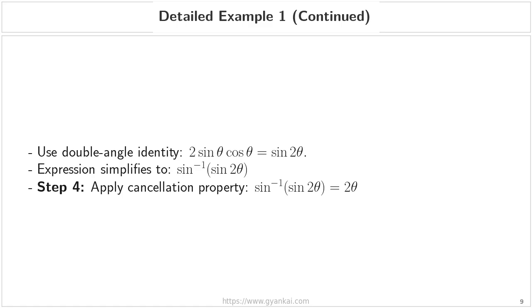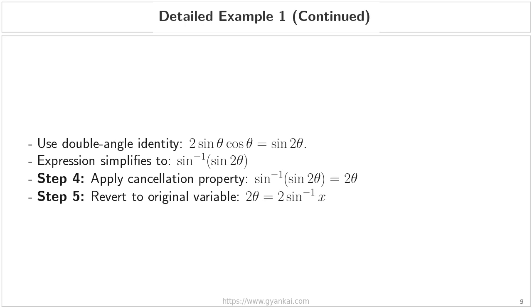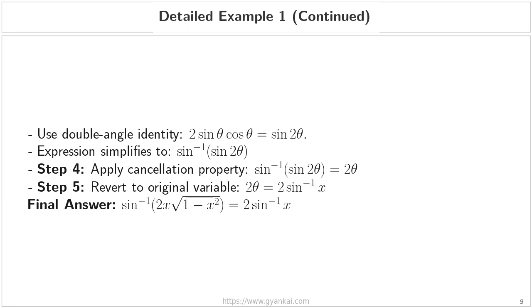Because the inverse sine and the sine functions are inverses of one another, they cancel each other out, leaving us with simply 2 theta. However, we cannot leave our answer in terms of theta. As the original problem was given in terms of x, this brings us to step 5, where we revert to the original variable. Since we established at the beginning of this example that x equals sine theta, it follows that theta equals the inverse sine of x. Therefore, 2 theta becomes 2 times the inverse sine of x. To conclude this example, the final simplified result is that the inverse sine of 2x times the square root of 1 minus x squared is equal to 2 times the inverse sine of x.